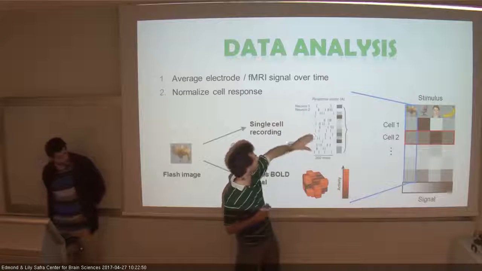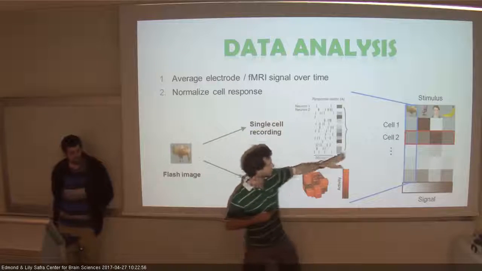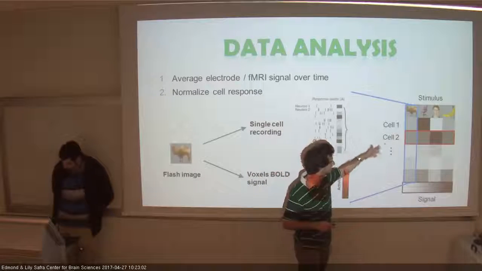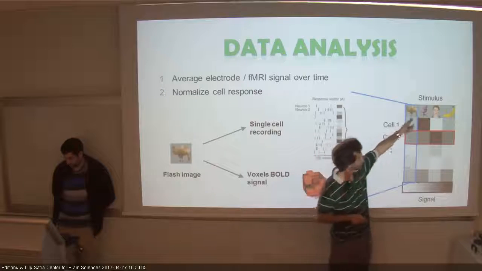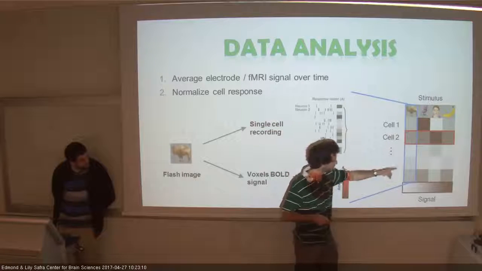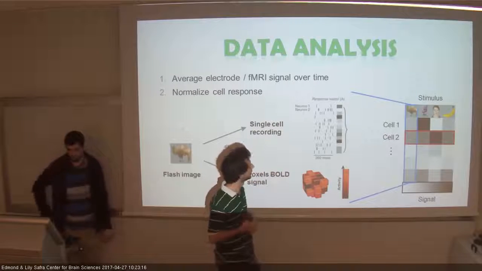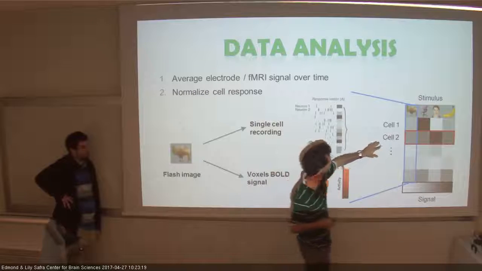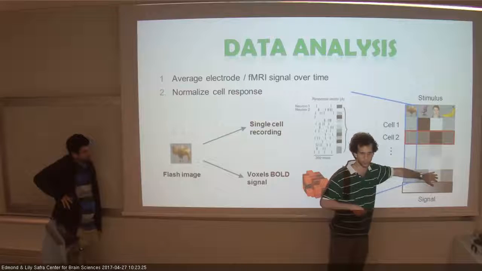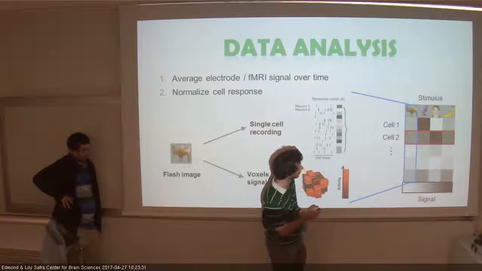For simplicity, I'm going to call each neuron or each voxel or each unit that we measure a cell. And once we average over time, we can construct a matrix with the different stimuli that we give and the different cell responses, where the value corresponds to the mean or average firing rate for that stimulus. Now this matrix we can look at in two ways. First, we can look at the vector of the stimulus, the response that each stimulus gives. And the second, we can look at the different cell responses.